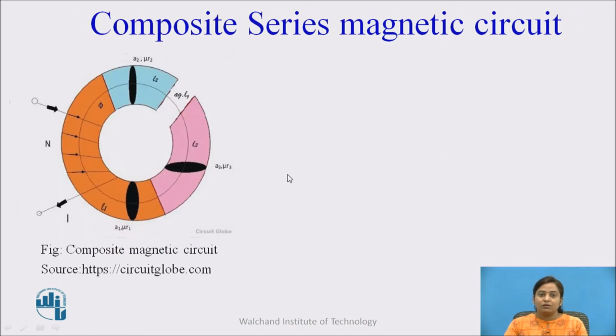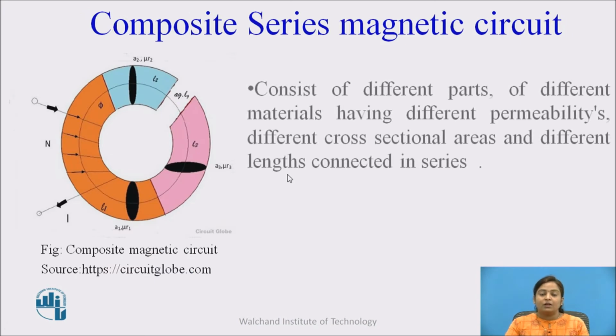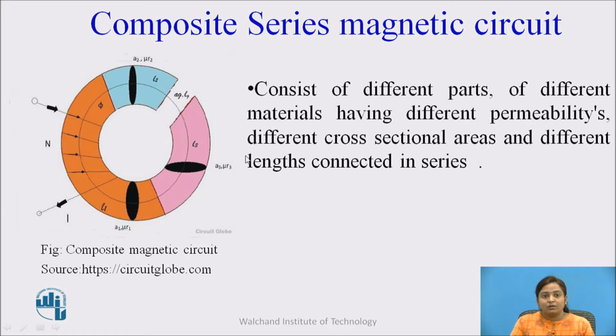Now composite series magnetic circuit. In the composite series magnetic circuit, it consists of different magnetic parts, different parts of different material having different permeability, different cross sectional area and different lengths. All these are connected in series. Means what? Same flux passes through all these magnetic parts.